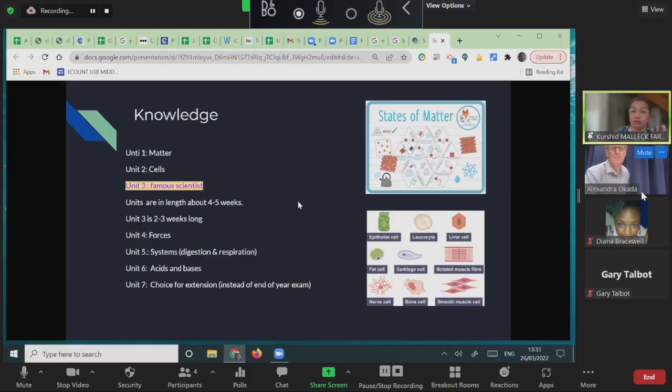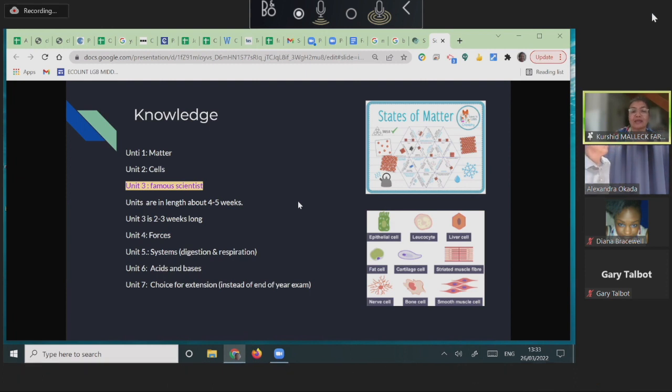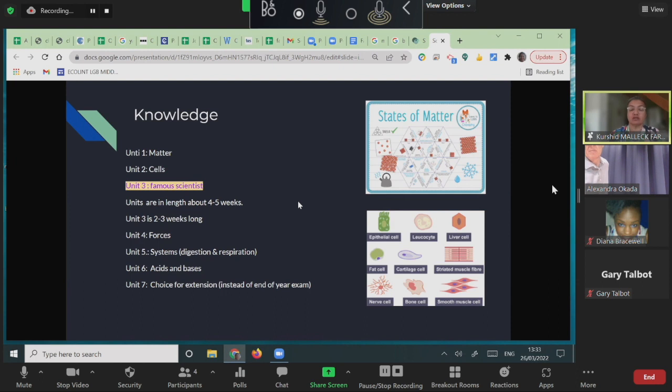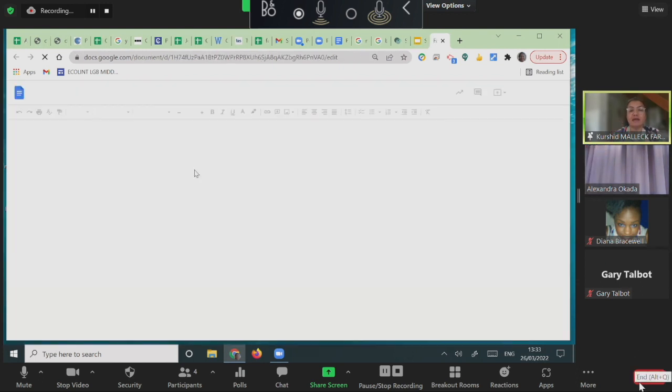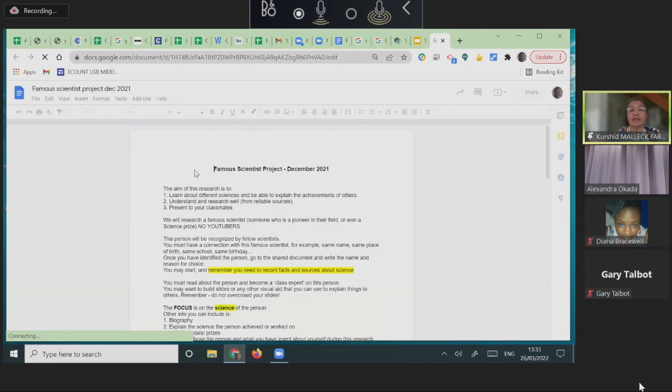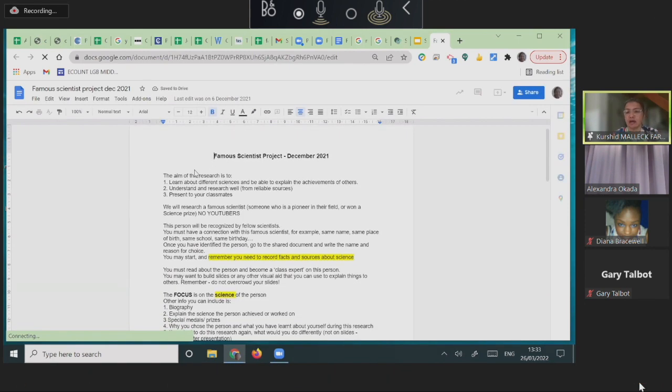So we do that for the first two units, and they have very clear learning objectives in those units, as we all do. And then when we get to our third unit, which is famous scientists, the aim is that they learn to research about science and learn to present very detailed information that they have not been taught, but that they will research themselves. So they have to understand what is a reliable source, and we work on that.